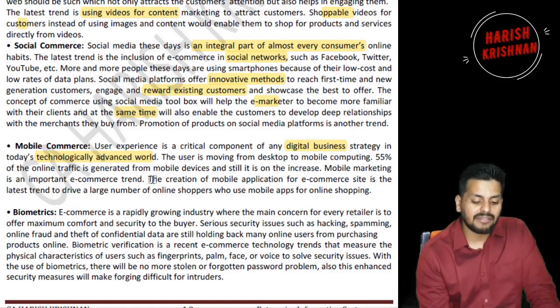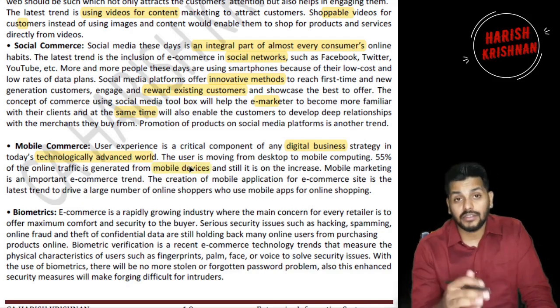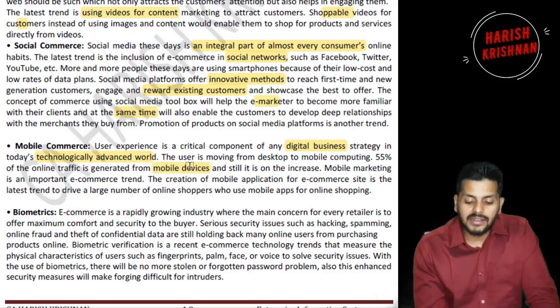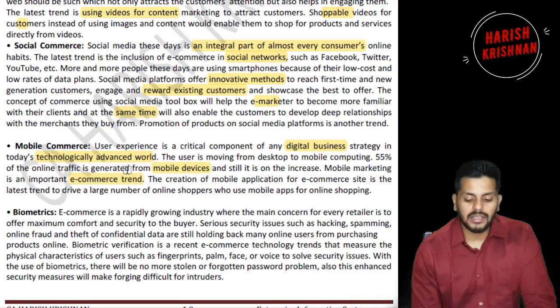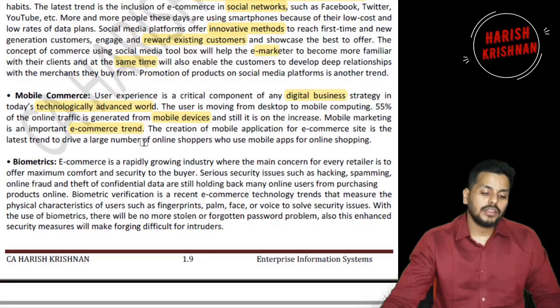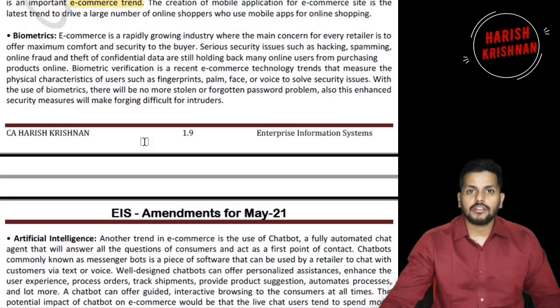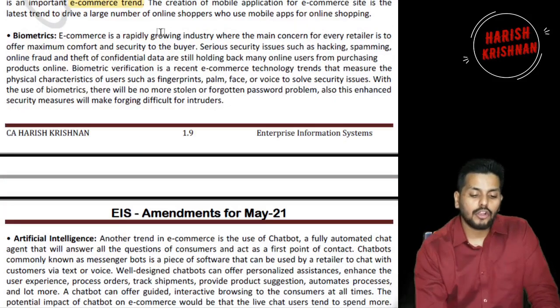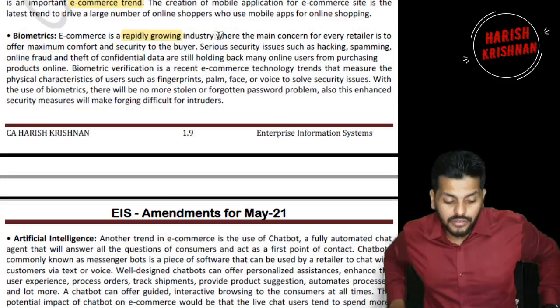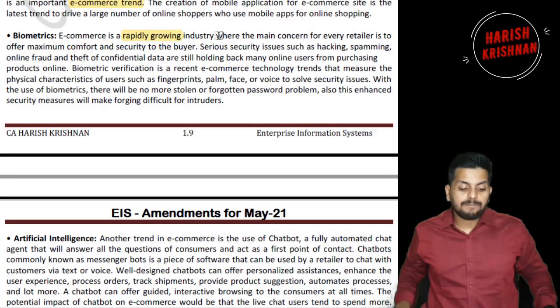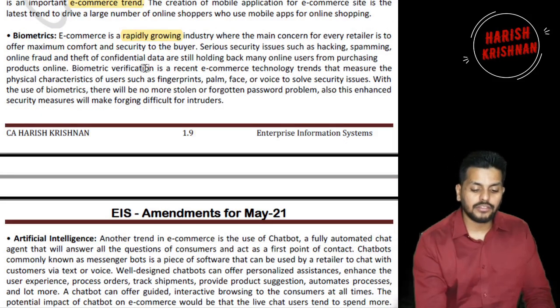55% of the online traffic is generated from mobile devices and it's still increasing. I think you can easily take that number up to 70. Mobile marketing is therefore an important e-commerce trend. Then use of biometrics, facial recognition, fingerprint, all that. E-commerce is a rapidly growing industry where the main concern for every retailer is to offer maximum comfort and security to the buyer.